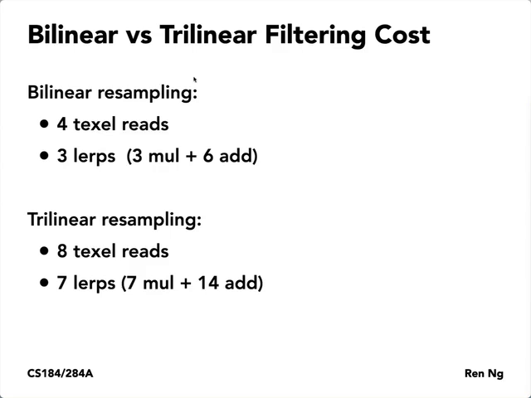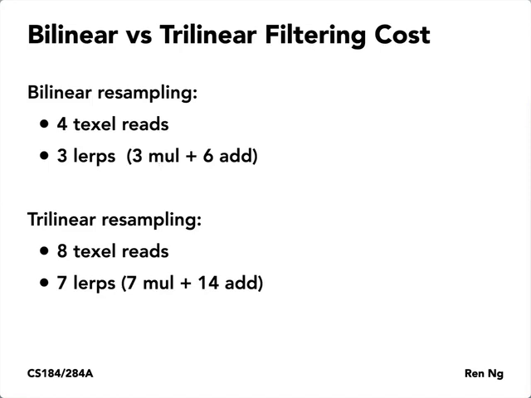Let's figure out how much it costs to do. Bilinear resampling requires us to look up four pixels in the texture image, and then we have to bilinearly interpolate them. That's 3 lerps. Each lerp is a multiply and 2 adds. So anyways, that's bilinear resampling: 4 lookups and then some arithmetic.